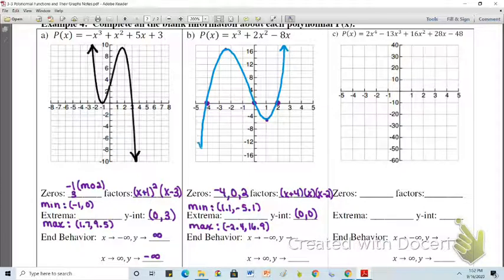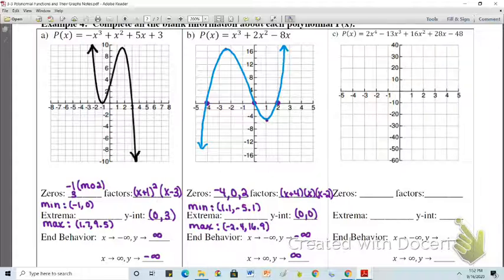You don't need to add any extra points. You just need to connect those important key points, and we call it good. So my end behavior is x goes to negative infinity, y goes to negative infinity. And as x goes to infinity, y goes to infinity.